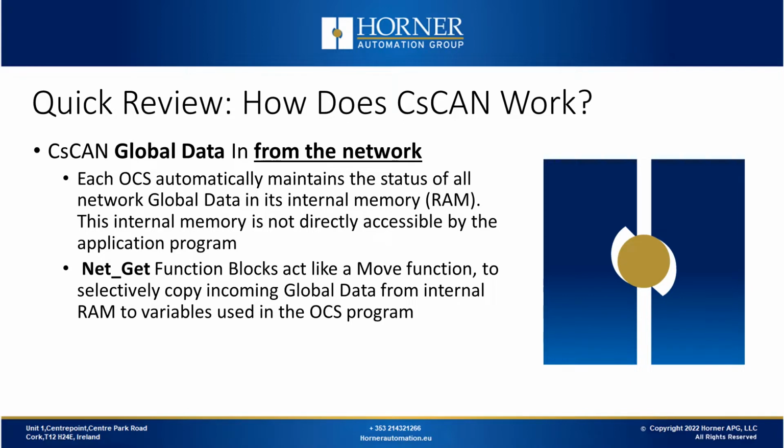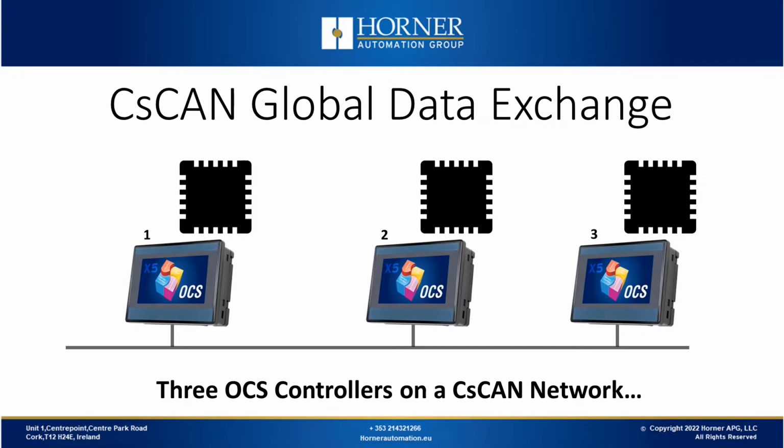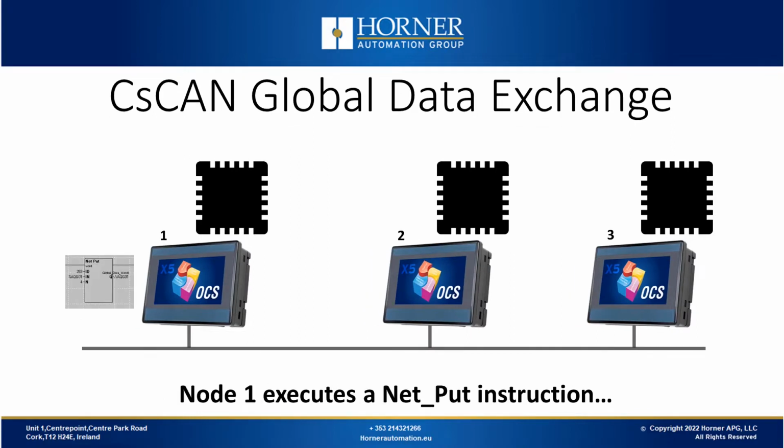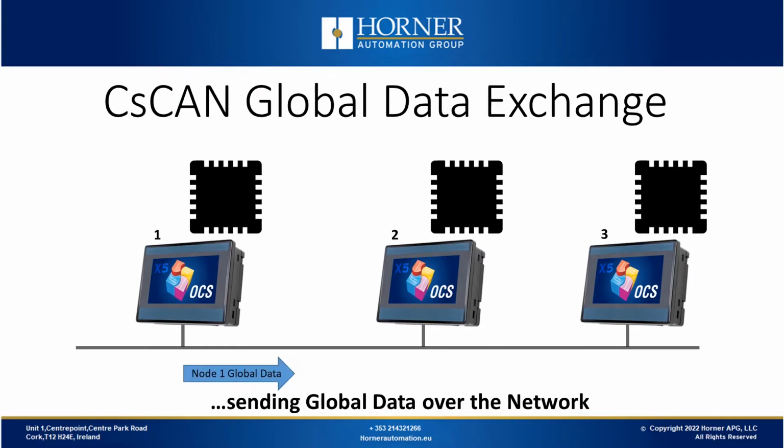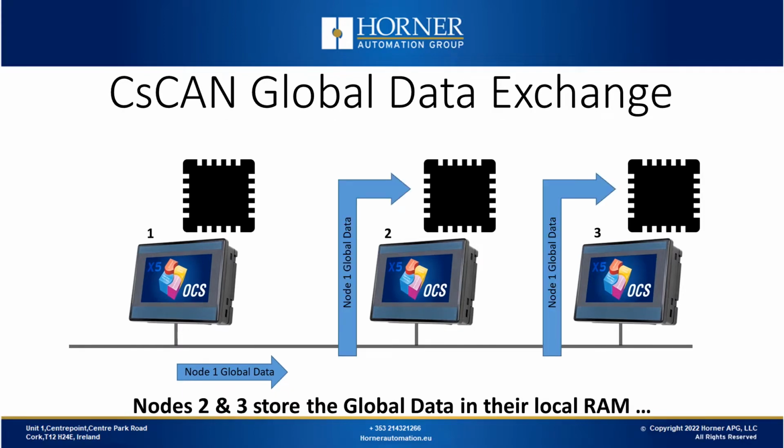Let's look at how that global data exchange works through a graphical representation. So let's say we have 3 OCSs on a network. Node 1 executes a NetPut instruction, and then that global data gets broadcast to the network. Then, automatically in the background, all the other OCSs on the network copy that data into their local RAM, whether they're going to use that data or not.